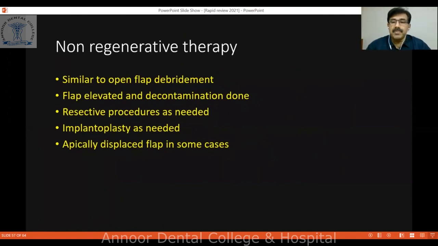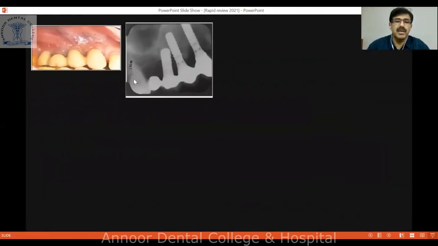Now we look into the surgical aspect, surgical therapy. One is non-regenerative therapy, which is similar to the resective therapy that we do. So it's similar to your resective osseous surgery. What we do here, now this is a case where you have a lot of bone loss associated with this implant.